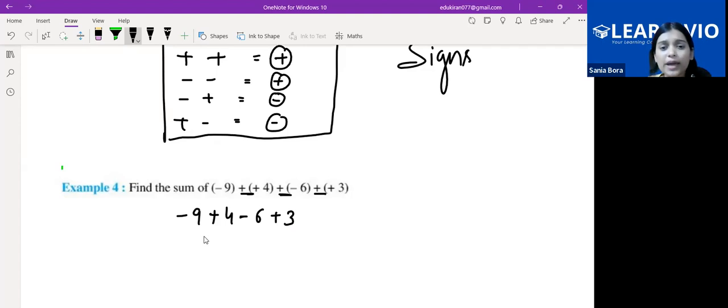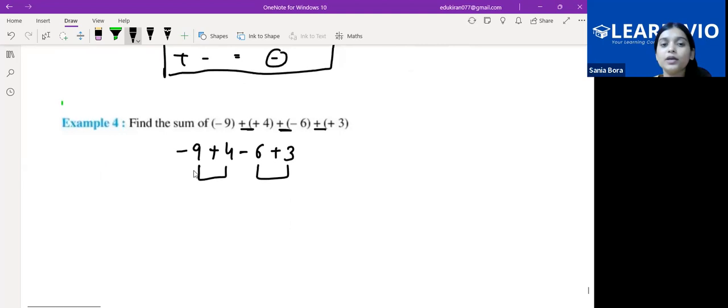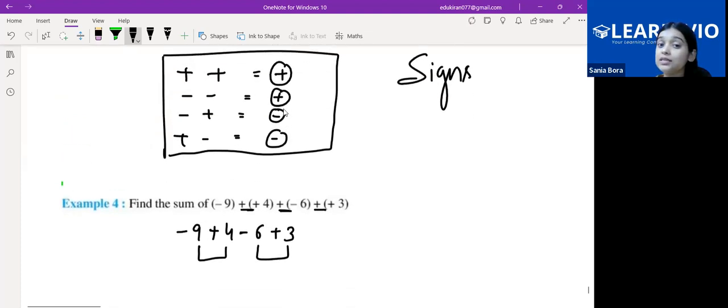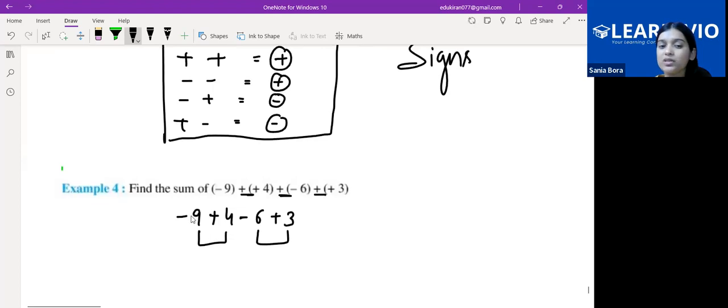Now basically, what I do, I make a pair. These two and these two. So negative 4 and over here plus and minus. See, one number is negative, one number is positive. So what should you do? We will subtract. Because one is negative, so we will subtract. From 9, if you subtract 4, you will get 5. Now who is greater, 9 or 4? 9. So which sign will you put here? Negative.